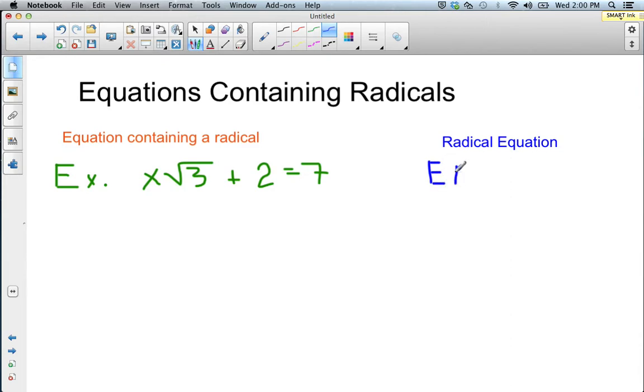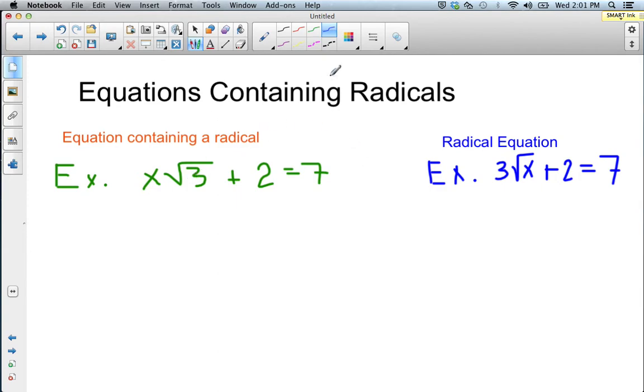let's see if I can squeeze it in here. 3 times the square root of x plus 2 equals 7. This is a radical equation because the radicand is the variable. So the variable is under the square root sign. So that makes this a radical equation. This is not a radical equation. This is just a regular equation that contains a square root in it. So this is an equation containing a radical.